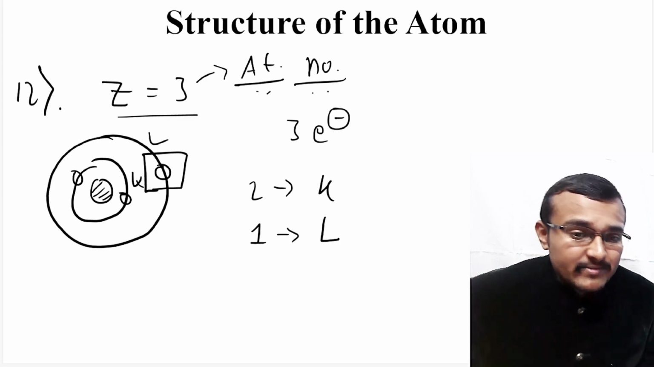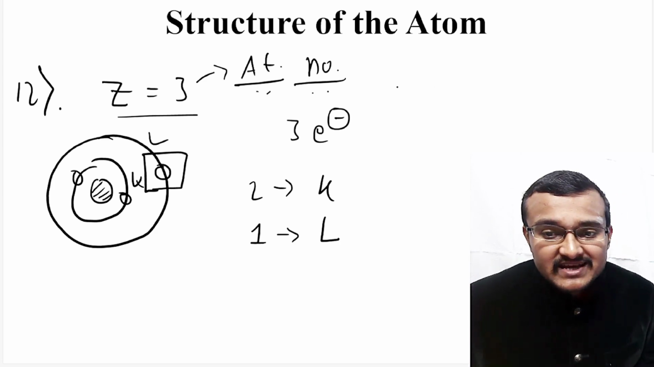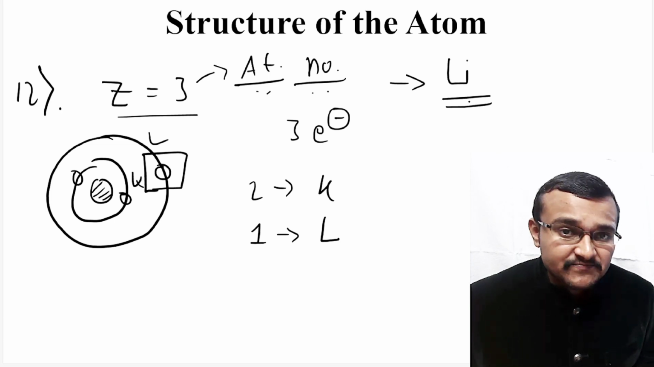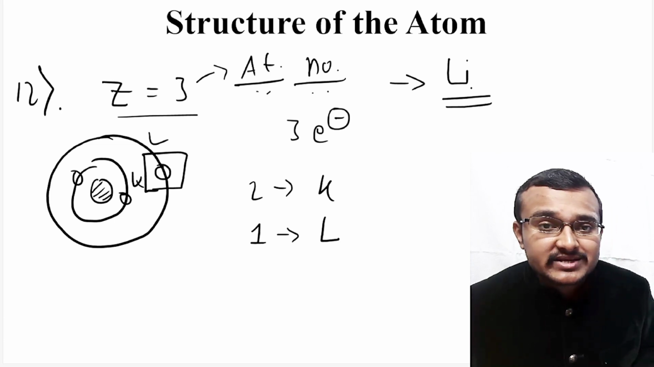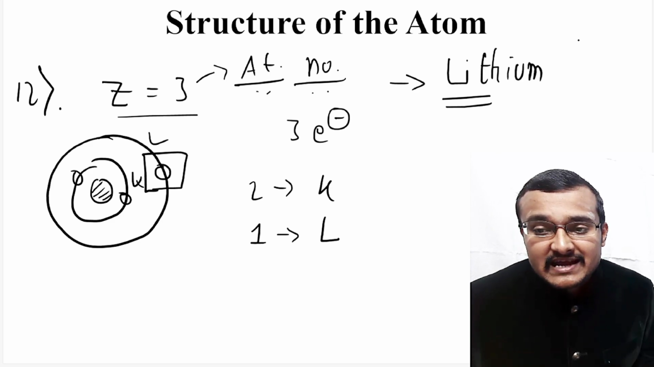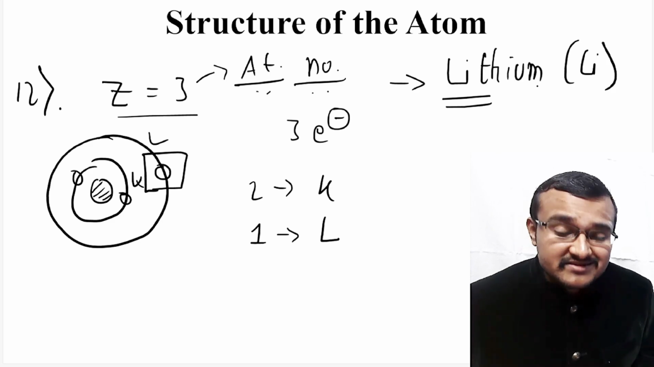And the element with atomic number Z is equal to 3 is actually lithium. So lithium has atomic number 3. Here they have also asked to name the element which has atomic number 3. So lithium is that particular element which has atomic number 3.